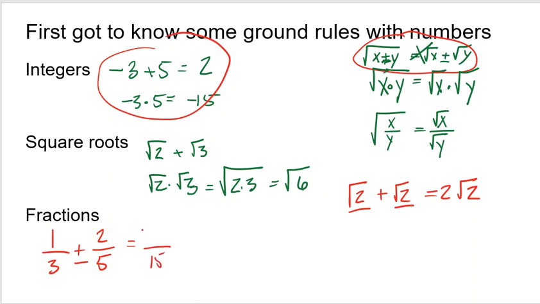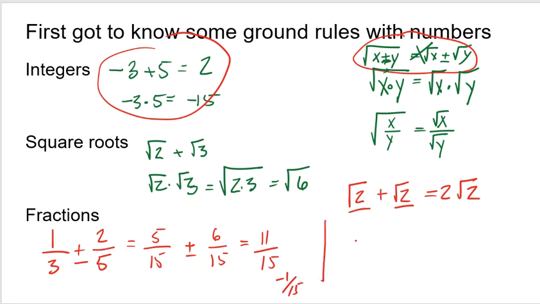So I'm going to multiply the top and bottom by 5. 5/15 is equivalent to 1/3. And I could add, or I could subtract that to 6/15. Again, multiply top and bottom by 3. And now that I have a common denominator, I could either add them to get 11/15, or I could subtract them to get -1/15. It's just one of the ground rules. You got to have a common denominator in order to add or subtract fractions.